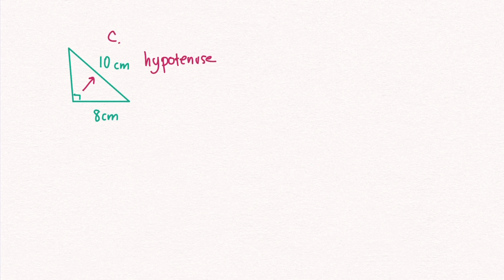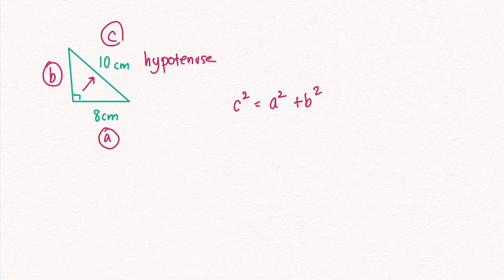So let's call it C. What I know, I'm going to call it A. And what I'm looking for, I'm going to call it B. And let's write out Pythagoras' theorem, which is c squared equals a squared plus b squared. Then start to substitute the values. So fill in the information that you know. C is 10, A is 8, and B unknown. So we're going to leave it as B. So let's do that.